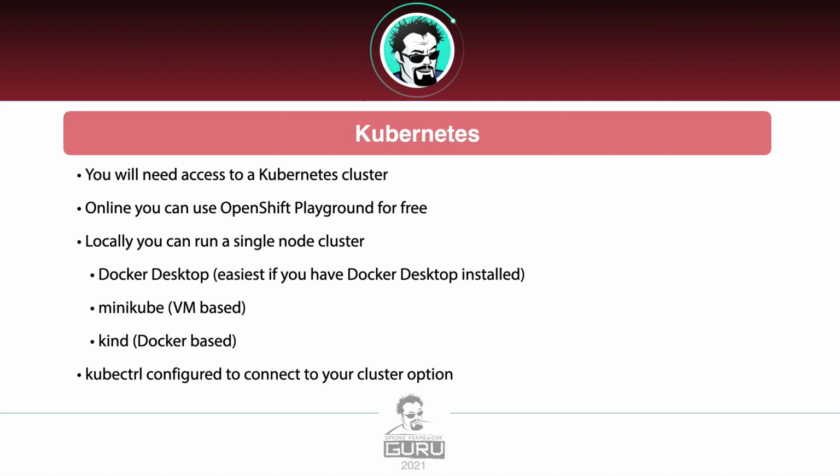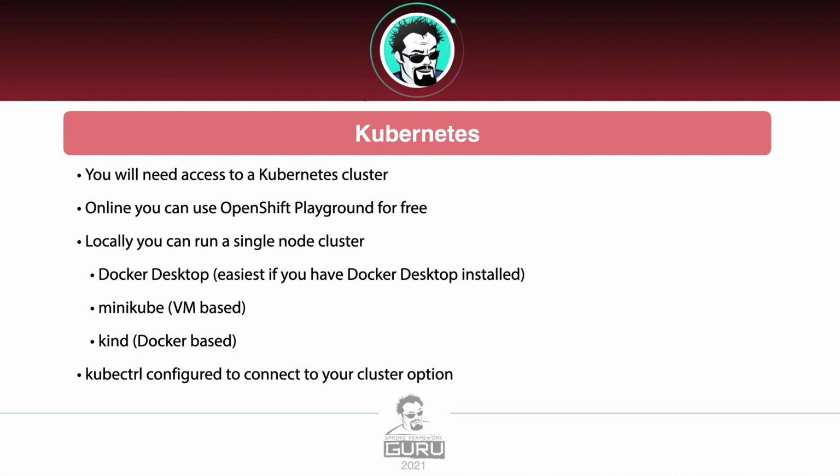Kubernetes, as we get into the Kubernetes content, you are going to need access to a Kubernetes cluster. Now, online, you can use the OpenShift Playground. Just Google OpenShift Playground. It'll take you right to it. You can get a free hour within a Kubernetes cluster to do what you would like. I will be running locally. If you've installed Docker Desktop, I am running Mac OS, and I have installed that. You can simply enable that.